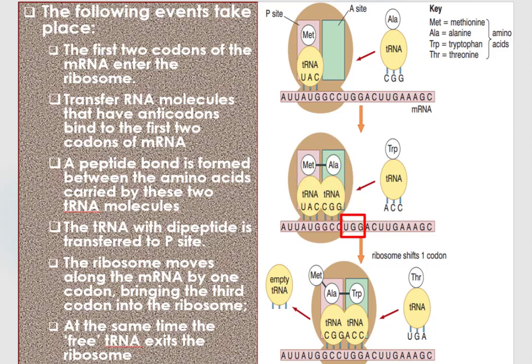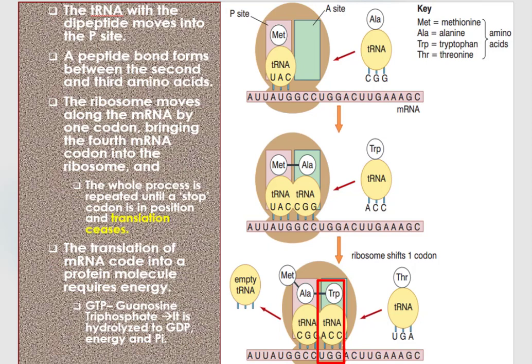The ribosome moves along mRNA by one codon, bringing the third codon into the ribosome. At the same time, the free transfer RNA exits or leaves the ribosome, and the transfer RNA with the dipeptide moves into the P site. A transfer RNA with a complementary anticodon binds with the third codon, bringing its amino acid into position next to the second amino acid. A peptide bond forms between the second and third amino acids.